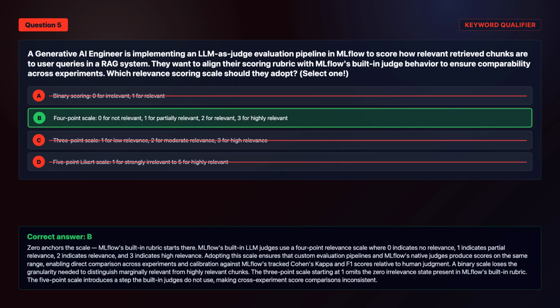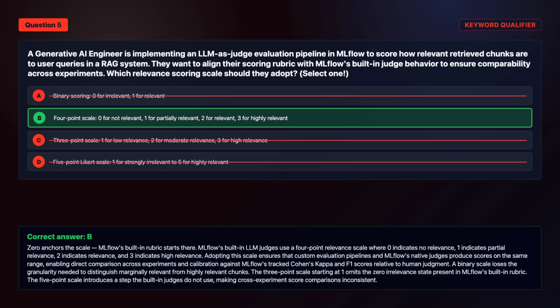The correct answer is option B. 0 anchors the scale. MLflow's built-in rubric starts there. MLflow's built-in LLM judges use a 4-point relevance scale where 0 indicates no relevance, 1 indicates partial relevance, 2 indicates relevance, and 3 indicates high relevance. Adopting this scale ensures that custom evaluation pipelines and MLflow's native judges produce scores on the same range, enabling direct comparison across experiments and calibration against MLflow's tracked Cohen's kappa and F1 scores relative to human judgment.